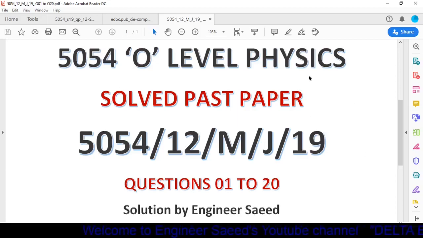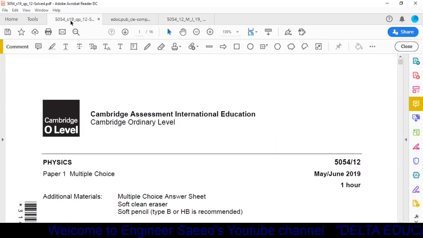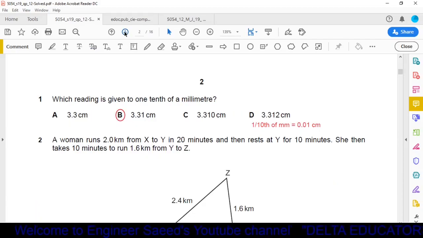Today we will solve O-Level Physics 5054, Paper 1, Variant 2, May-June 19, questions from 1 to 20. Okay, it is O-Level Paper 5054, Paper 1, Variant 2, May-June 19. We will move to the first question.